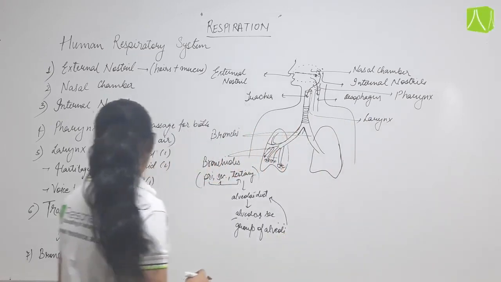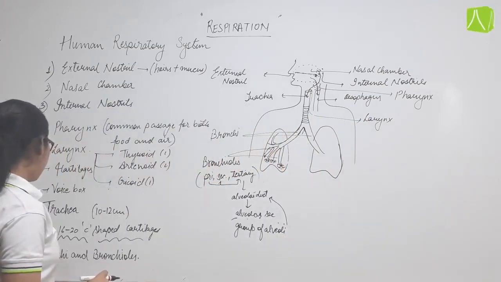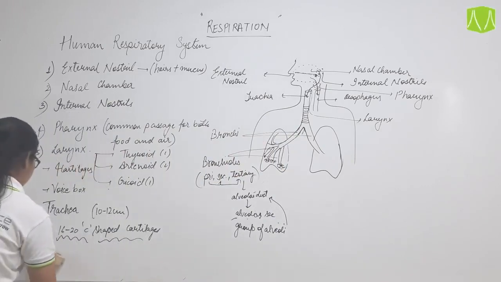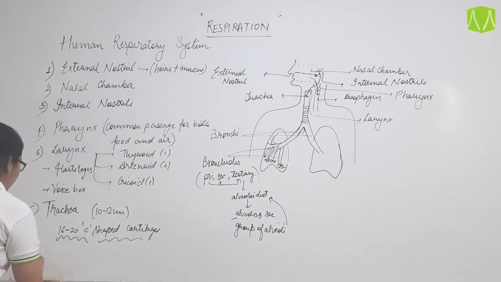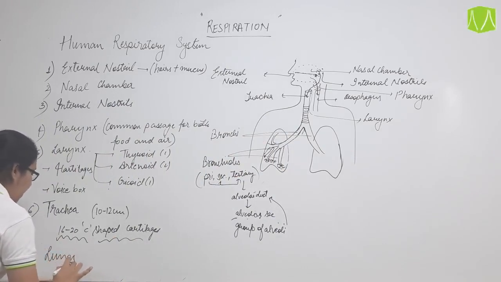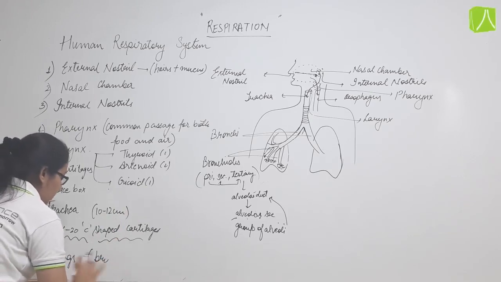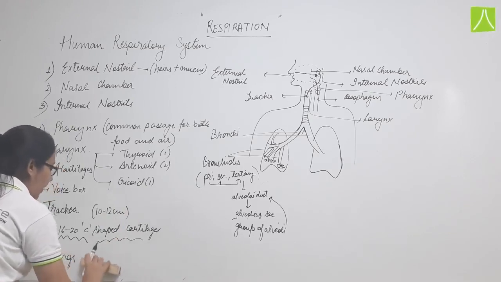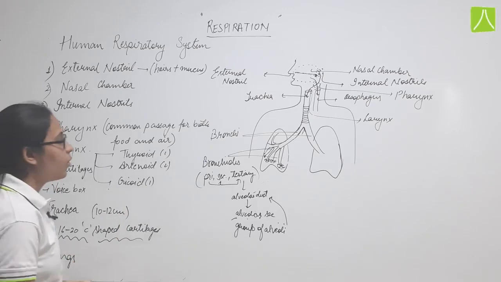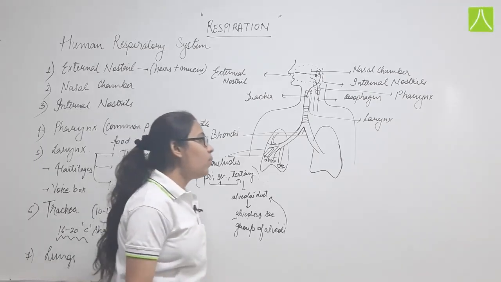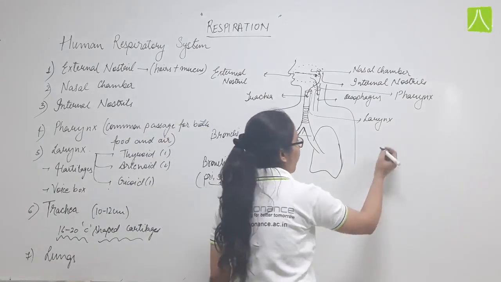These are present in the part which comes after the trachea, that will be the lungs, and in lungs we study the bronchi. Inside the lungs we study bronchi and bronchioles. These are the bronchi, these are the bronchioles. Now, what is alveoli basically?